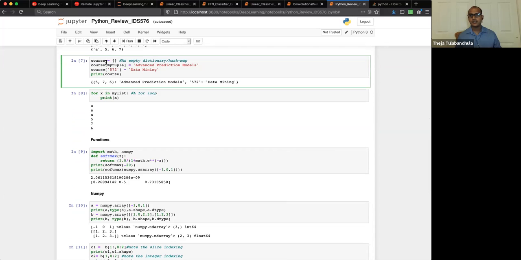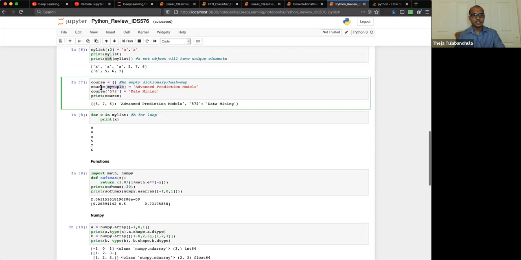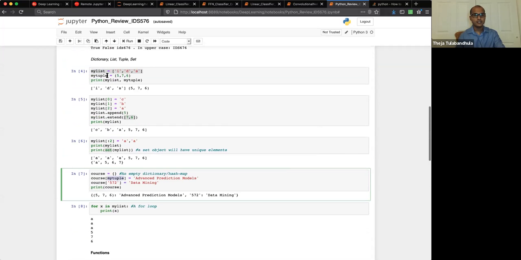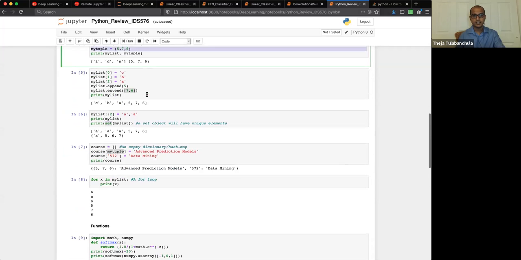As I said earlier, the third interesting data type is a dictionary. A dictionary is essentially a key value map. You can index using the keys, and you can get the corresponding values. Here I created an empty dictionary, and I'm creating a key, and keys have to be immutable. As I said, a tuple is immutable, so this tuple here, 576, is immutable.